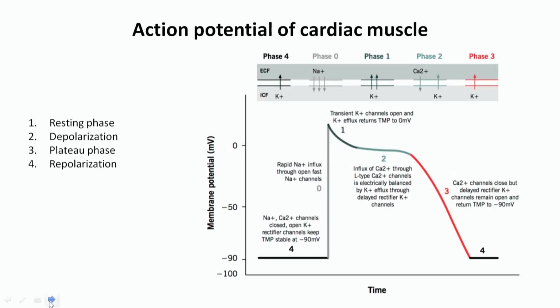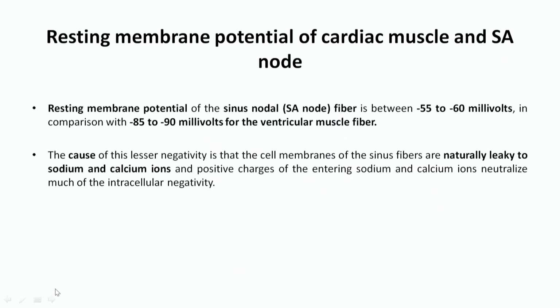Here we can see the action potential of the cardiac muscle, and there are four important phases. One is called the resting phase, another is the depolarization phase, and then one important feature that I discussed initially, the plateau phase. This is very important in the cardiac muscle. And finally the repolarization phase. Those are the four important phases of the action potential of the cardiac muscles.